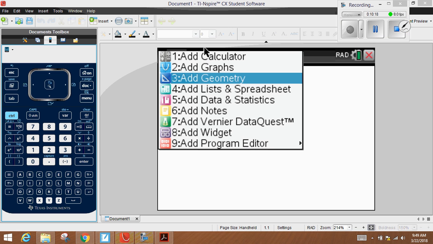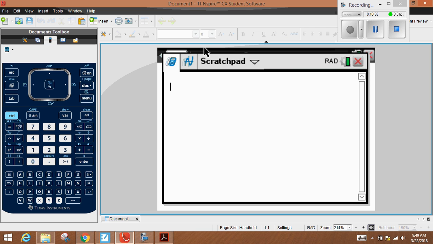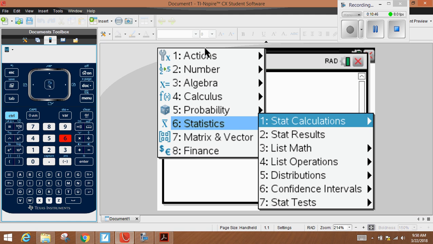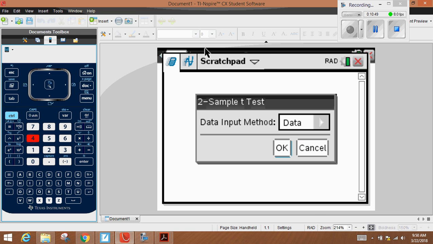I can just use my calculator for this because I don't have to put in a list. So menu, statistics, stat test, 2-sample t-test. We're not going to use data, we're going to use statistics because we have all that stuff.